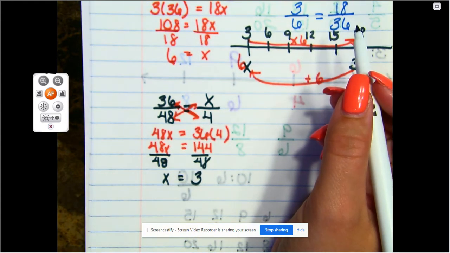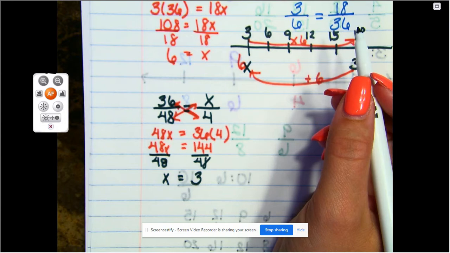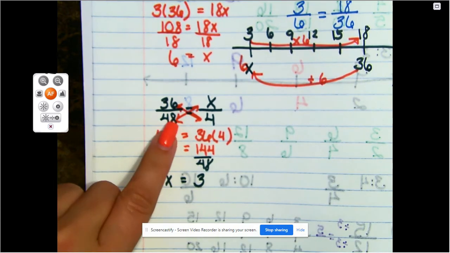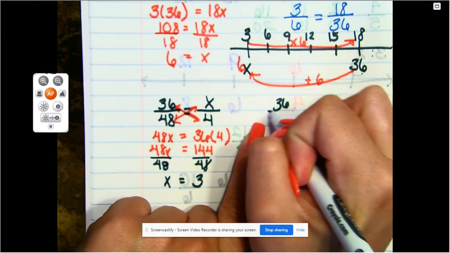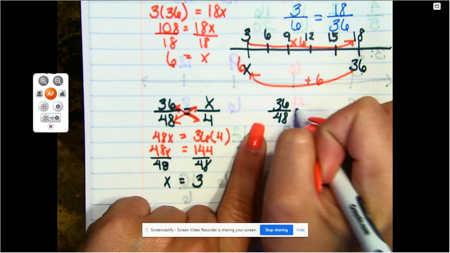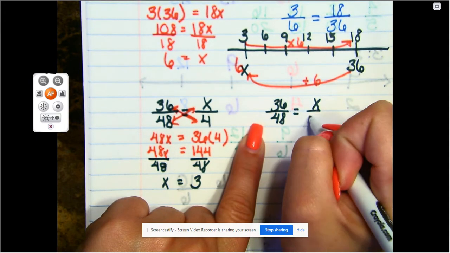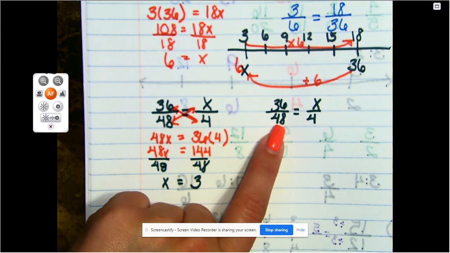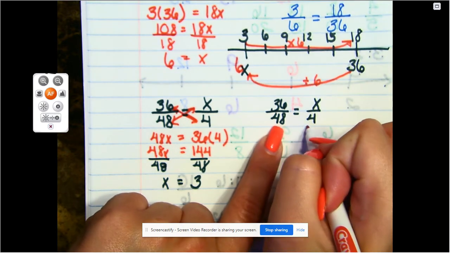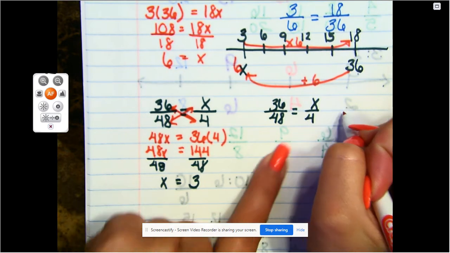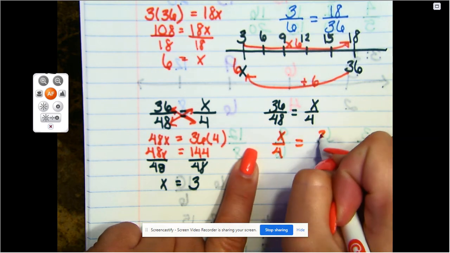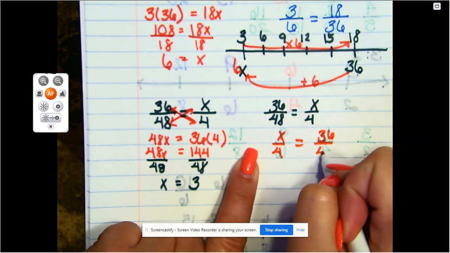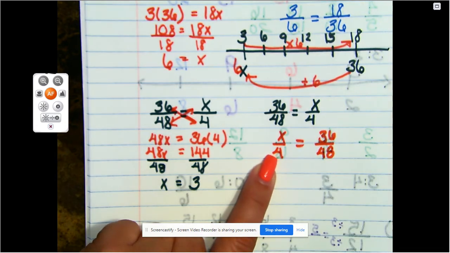Okay, something else that you can think of with my proportional relationships here is that there is a relationship with multiplying to go from, and I'm going to write it in the opposite way. Let's do x over 4. Let's put the smaller one over here, and then 36 over 48. So flip them around so it's easier to see.